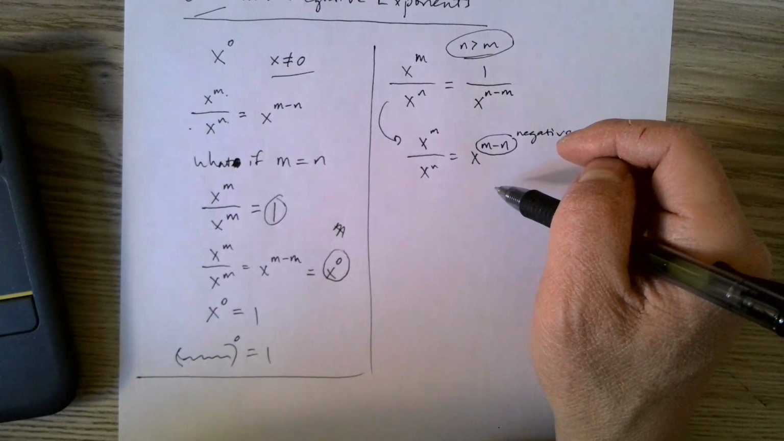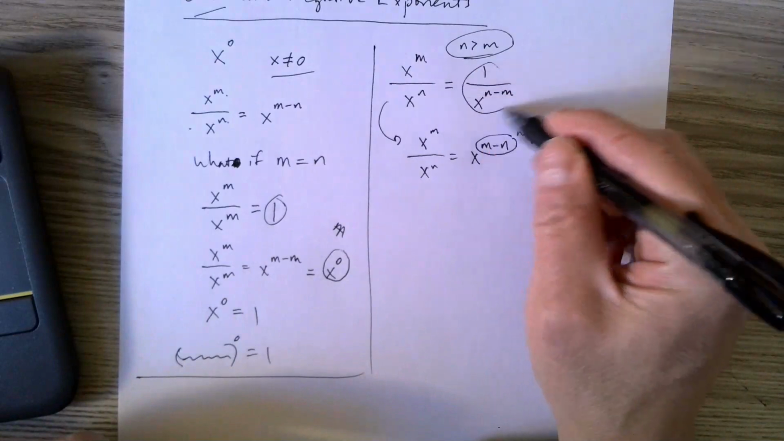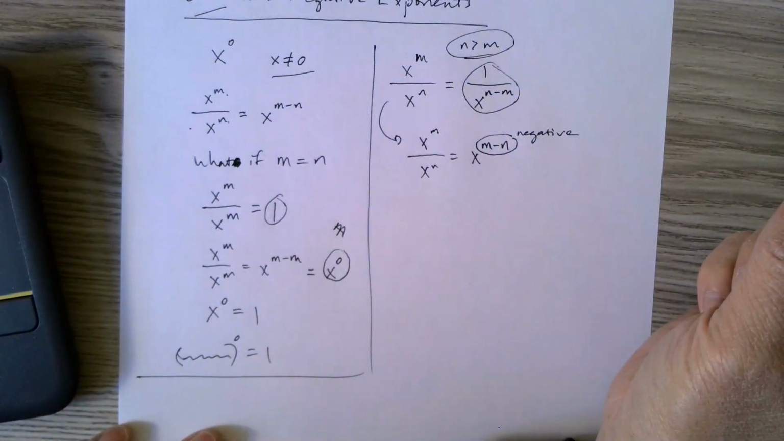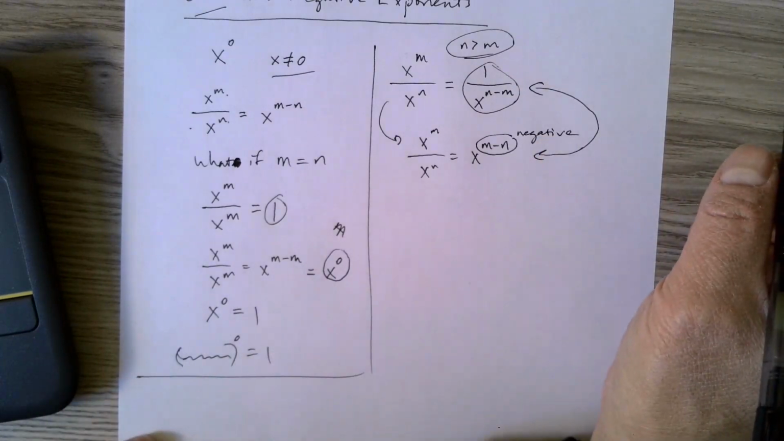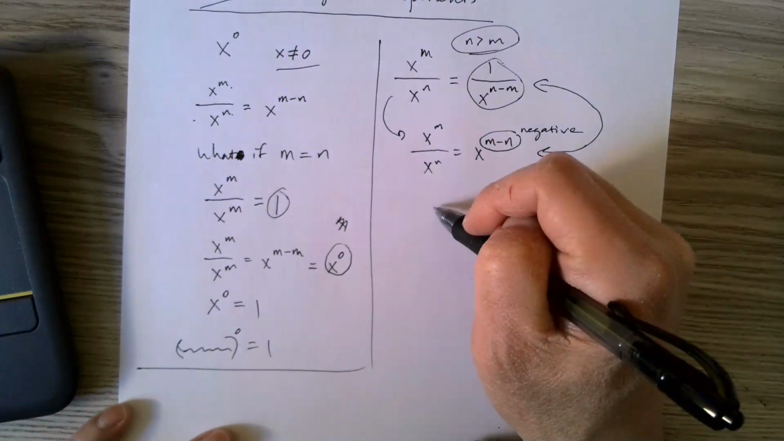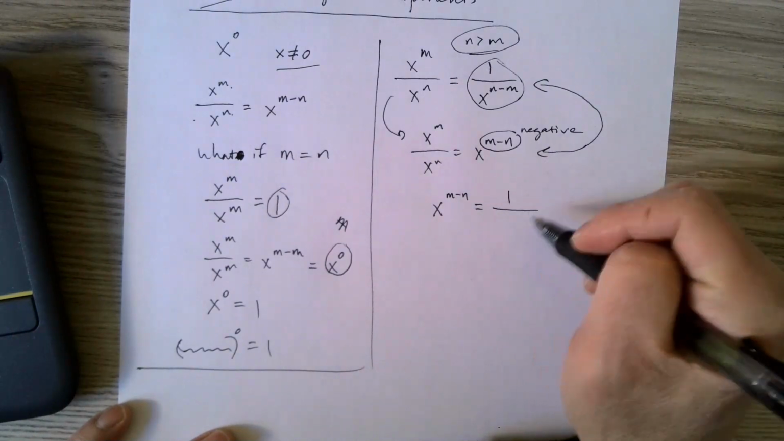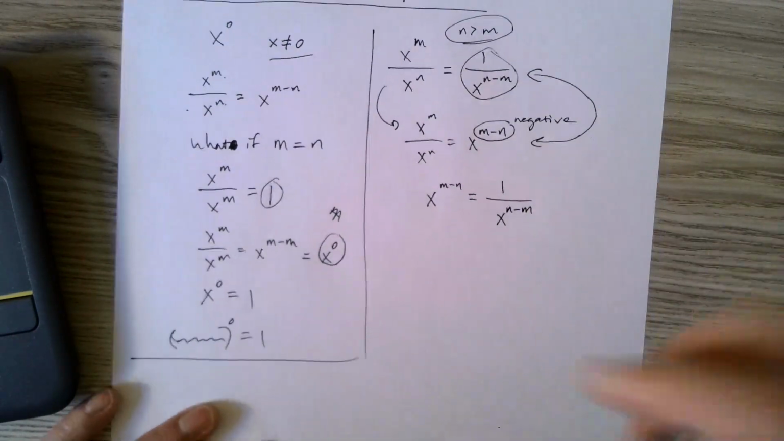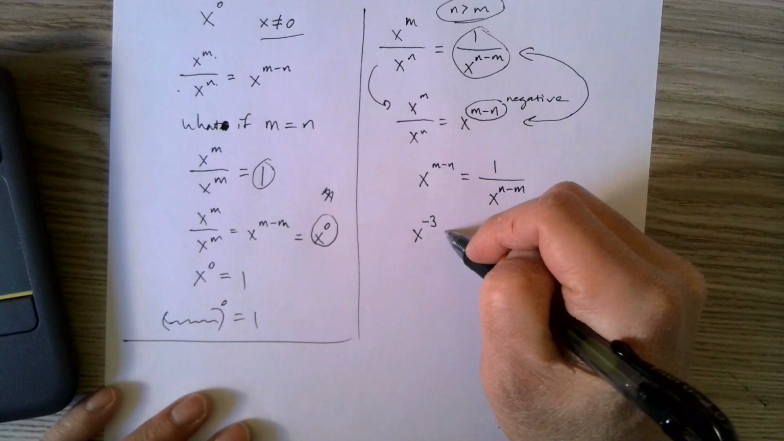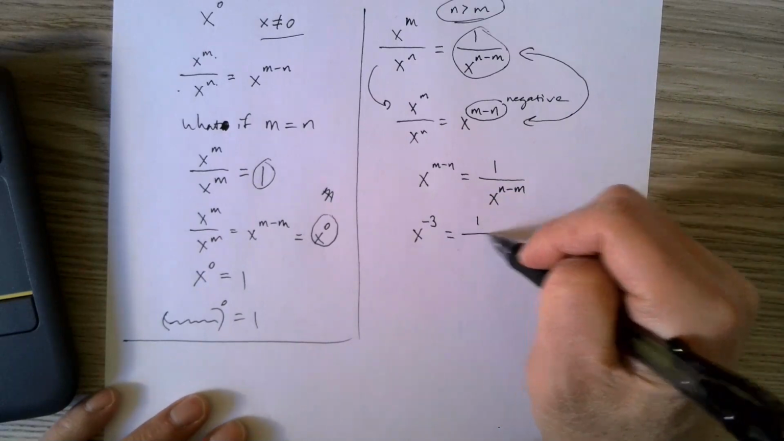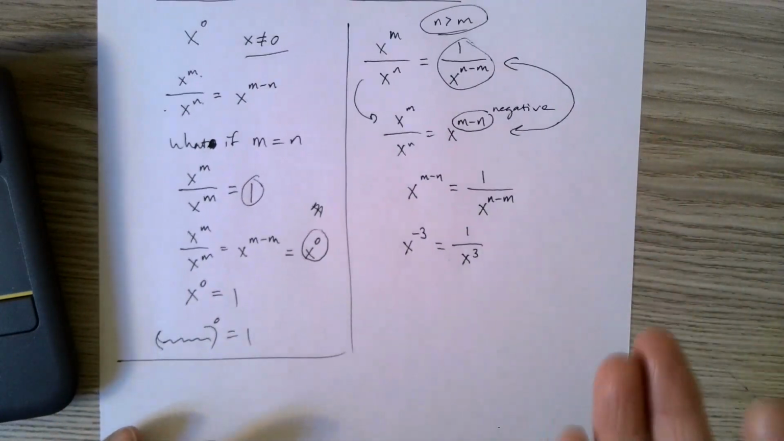Well, now that we know that that is going to be negative, and we have this from the division rule, we know that these two are the same. So x to the m minus n, which is a negative number, is the same as 1 over x to the n minus m, which is going to be a positive number. So for example, x to the negative 3 is 1 over x to the third.